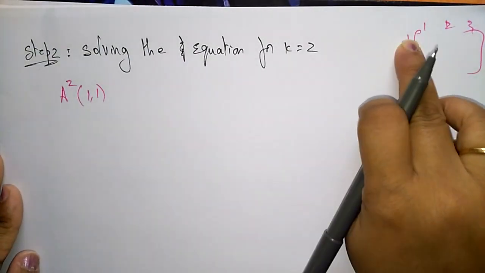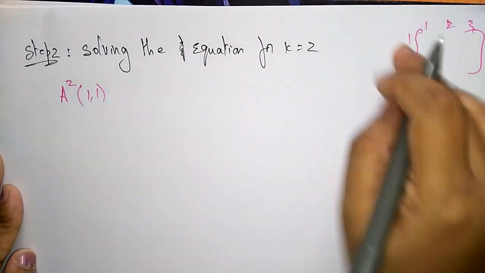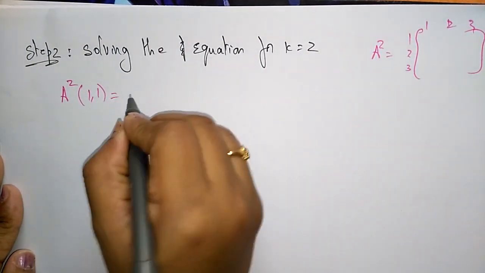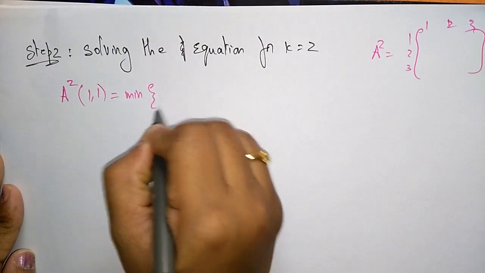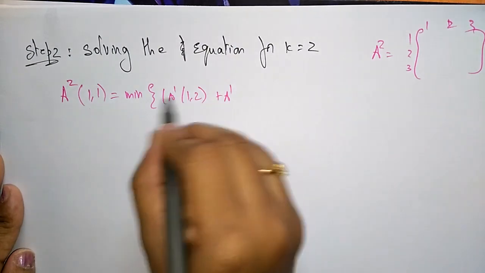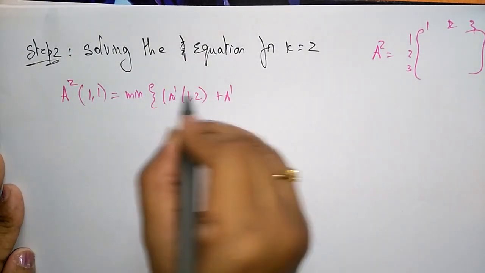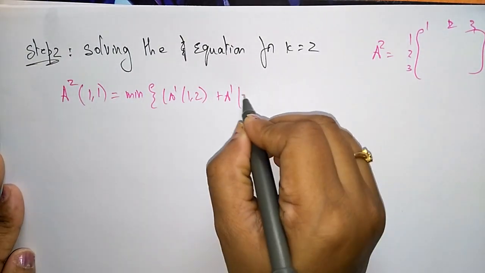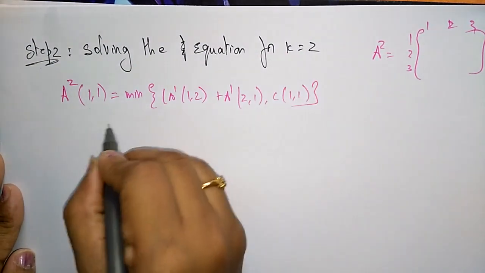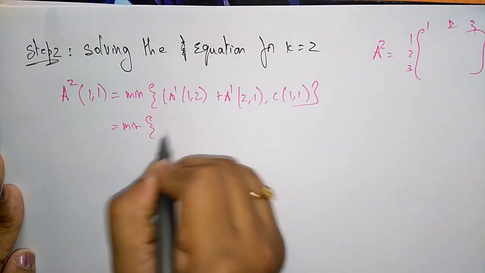So start with A of 1 comma 1. I have to find out these values for the A2 matrix. So apply the formula: minimum of A dash of 1 comma 2 plus A dash, that means k minus 1, 2 minus 1 is 1, 2 comma 1, comma C of 1 comma 1. So that is the minimum of A dash of 1 2.